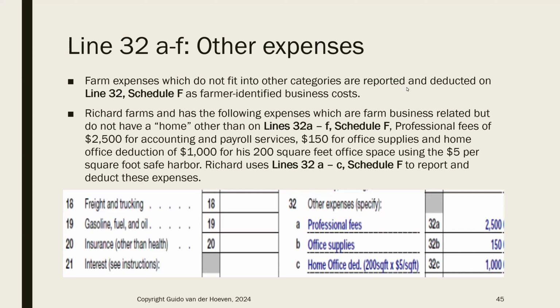Farm expenses that don't fit any categories are going to be deducted on line 32. We've talked about some of those. Here's just some illustrations. We've got professional fees, office supplies, and I've got a home office deduction. I'm using 200 square feet of a room that's exclusively used as the farm office. We're going to use the safe harbor at $5 a square foot, as you can see listed there on the screen. And so we've got separate little line items, $25, $150, and $1,000, just to keep track of those, and they all get totaled up.